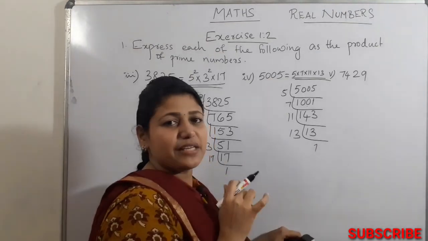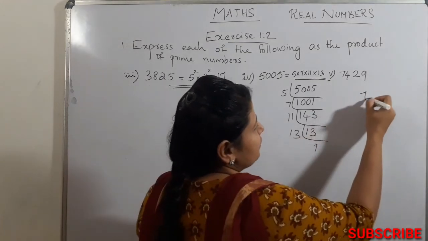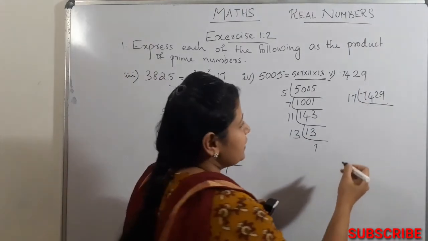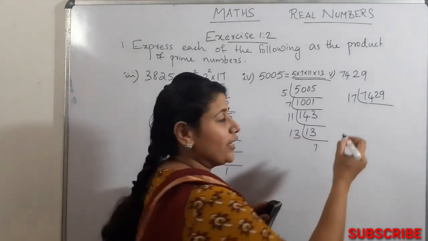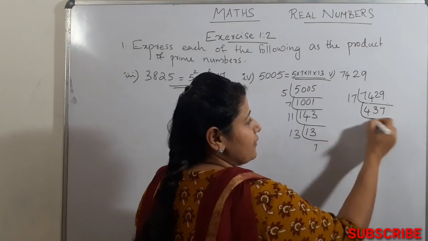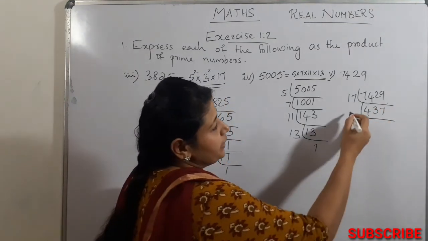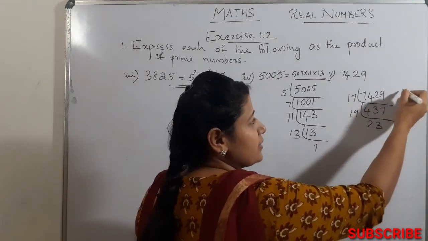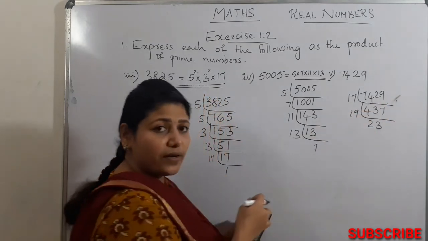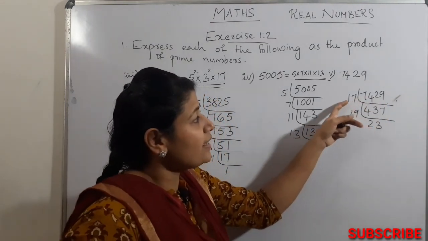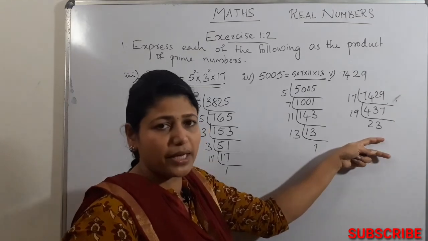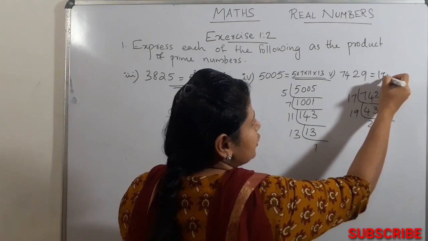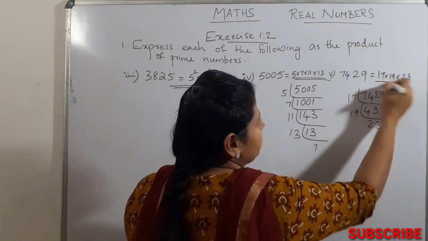Okay. Next, 7429. It will go only in 17. Okay, 17. You will get 437. 437, then again divide with, it will go on 19. Okay, 19. Then you will get 23. If this is difficult for you, then you just divide 7429 by 17, as usual you divide. Okay. Then here we can write this 7429 as 17 into 19 into 23.